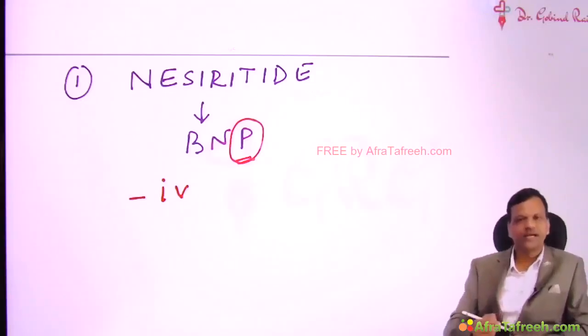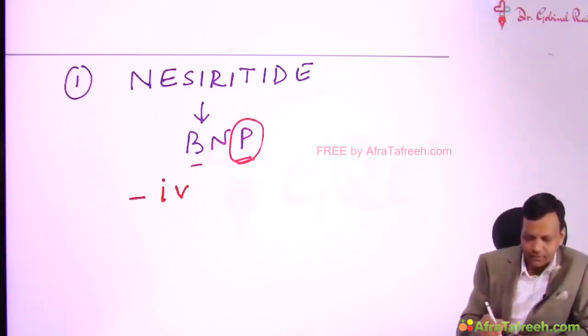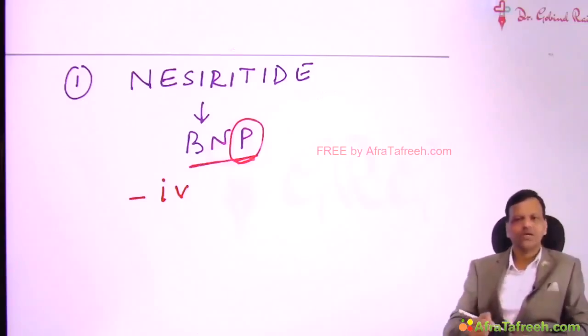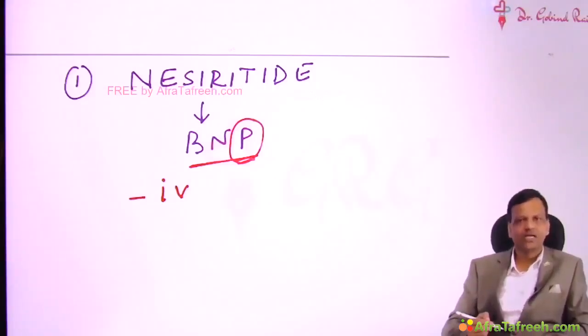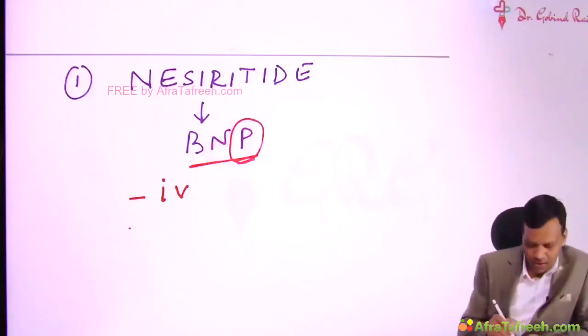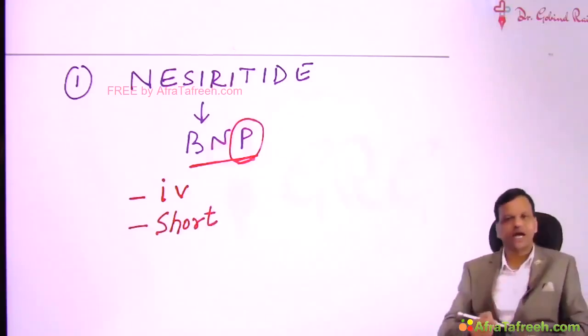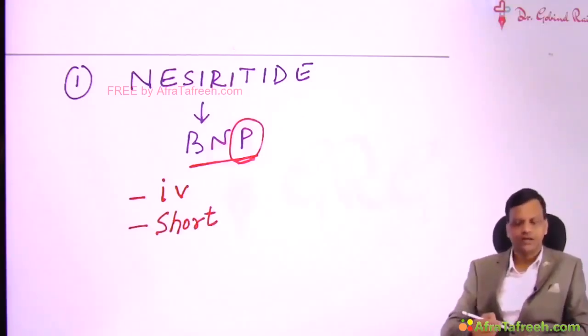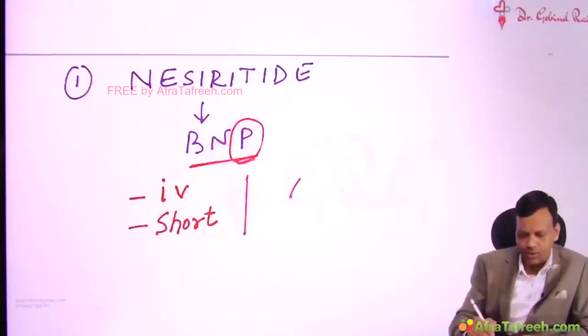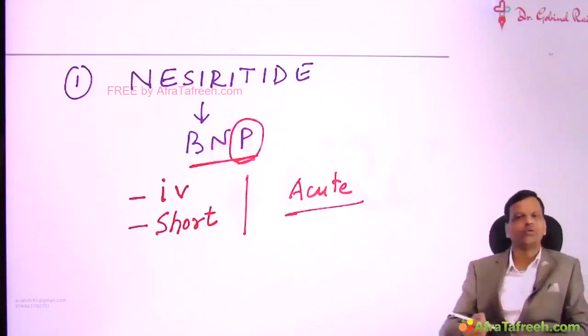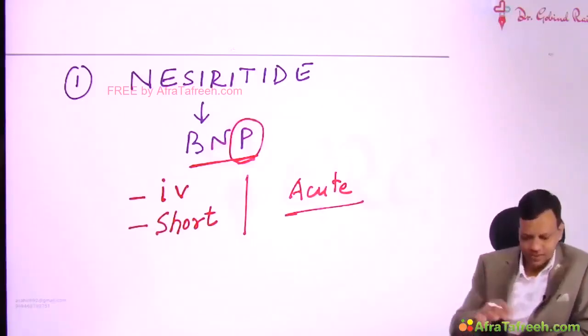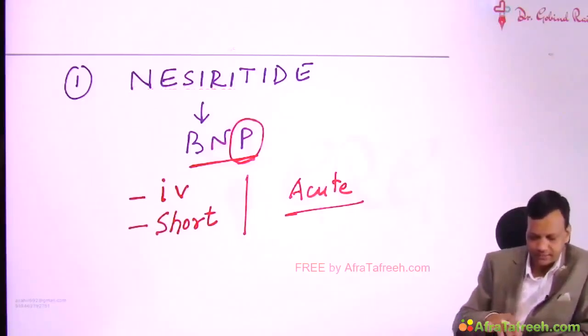Second problem with nesiritide is it is BNP. Because it is BNP, it can be metabolized by neprilysin or neutral endopeptidase. Because it is broken by an endogenous enzyme, it is very quickly metabolized. So it is short acting. So nesiritide is given IV and it is short acting, so it is indicated only in acute cases. It cannot be used for long term, only for acute cases. So the first drug is nesiritide.